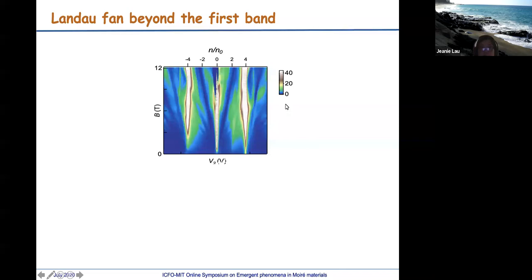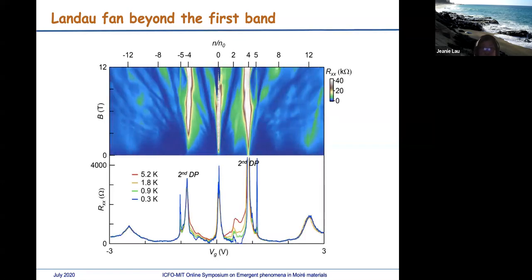So far we have focused on basically the first Brillouin zone, when we're filling plus minus 4 electrons per unit cell. We can actually expand it to a larger density range. Here we're filling up to plus minus 12 charges per unit cell. Several interesting features occur.